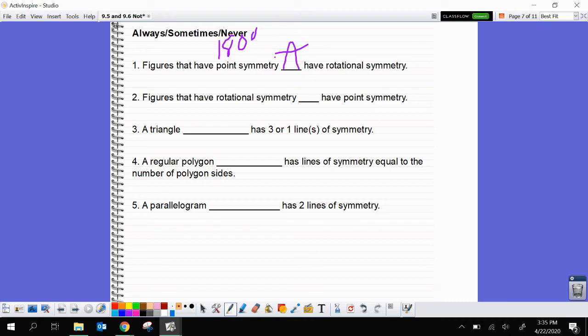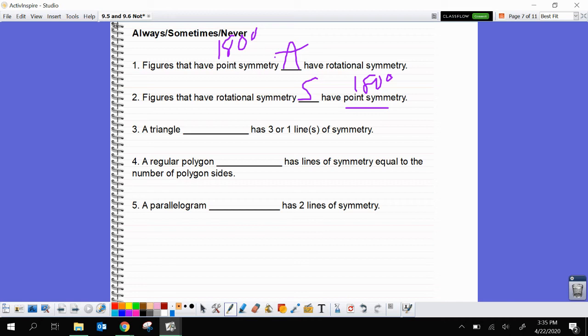Number 2, figures that have rotational. Now think about rotational, what that means. Okay, it's not necessarily 180 degrees. Think about the equilateral triangle. It was 120 degrees. But for point symmetry, it has to be 180. Okay, so it could have 180 or not necessarily. And so that one's going to be sometimes.